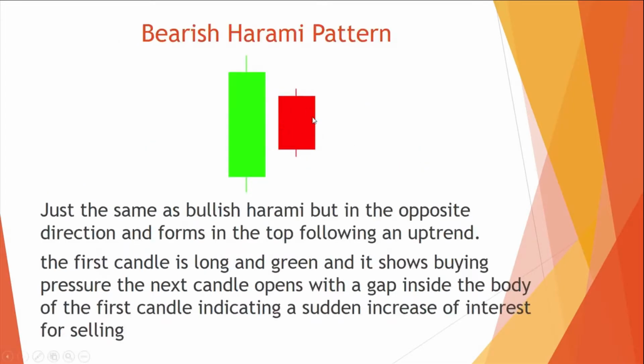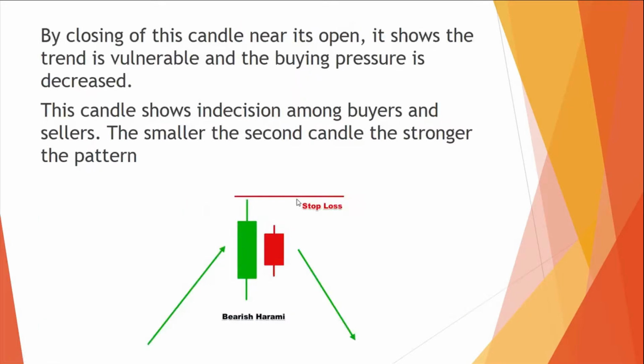So if this one is small, there was buying pressure, and then there is this bearish Harami pattern here. That shows there is a possibility of a reversal of direction. By closing this candle near the open, it shows the trend is vulnerable and the buying pressure has decreased, and it shows indecision among the buyers and sellers. Okay, the smaller the second candle, the stronger the pattern.